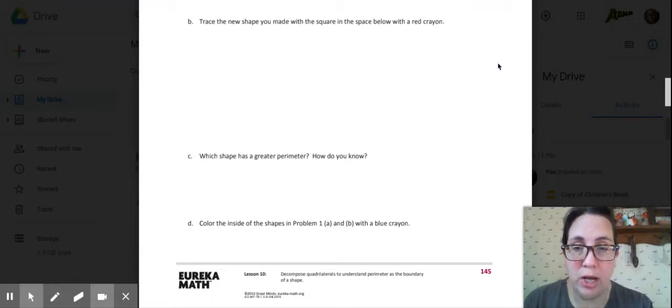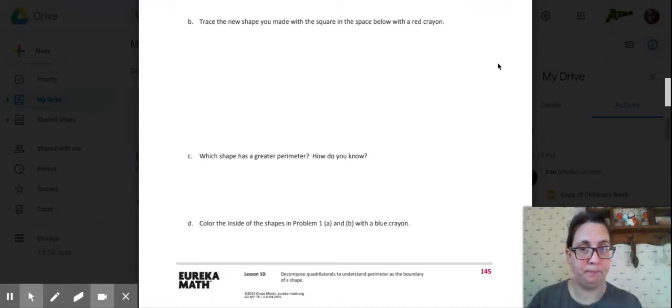C, which shape has the greatest perimeter? How do you know? So perimeter is the outside of a figure or a shape. So which one would have the greatest perimeter? So then you would put the square or the new shape, and then you explain. The square because, the new shape because. Pause the video to do that.